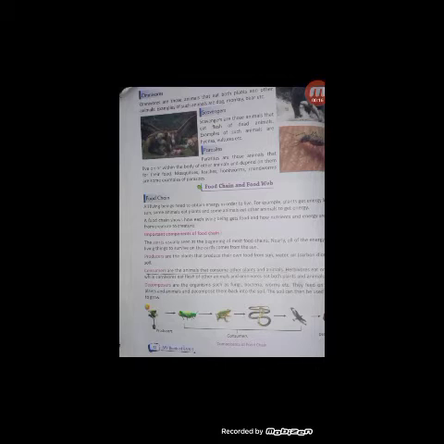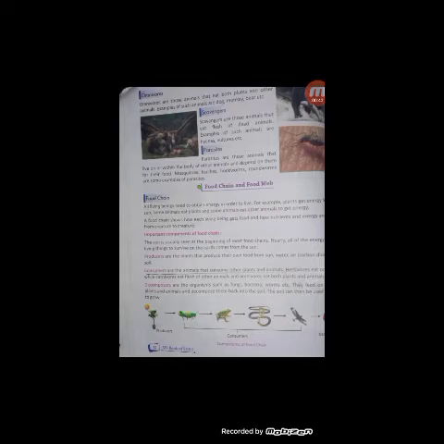Scavengers. Scavengers are those animals that eat flesh of dead animals. Examples of such animals are hyenas, vultures, etc. Parasites. Parasites are those animals that live on or within the body of other animals and depend on them for their food. Mosquitoes, leeches, hookworm, roundworms are some examples of parasites.